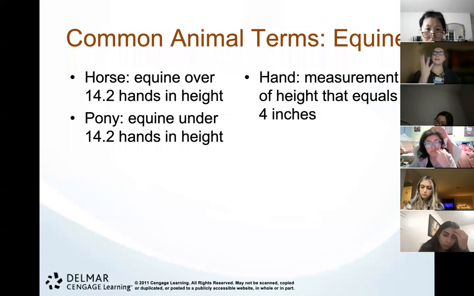And if you think about it, looking at my hand, it's about 4 inches long. And so that's actually the measurement for our hands for the horses. So again, a hand is a measurement that equals 4 inches. So a horse is about equal to 14.2 hands and over in height, whereas our ponies are going to be 14.2 hands and under in height. So it's not necessarily a breed differentiation. Yes, we have pony specific breeds, but we can have really small horses that are actually pony sized.